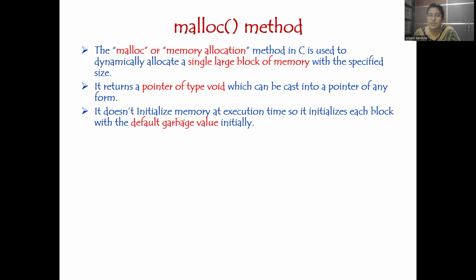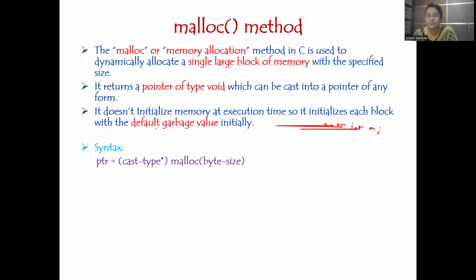Malloc does not initialize the memory at execution time; it leaves each block with some default garbage value. Suppose you declared one variable, int a. What will be the default value of this? It will be treated as an auto variable and its default value is some garbage value. In the same way, if you are not initializing this pointer, then by default it will hold some garbage value. Let's see the syntax of this.